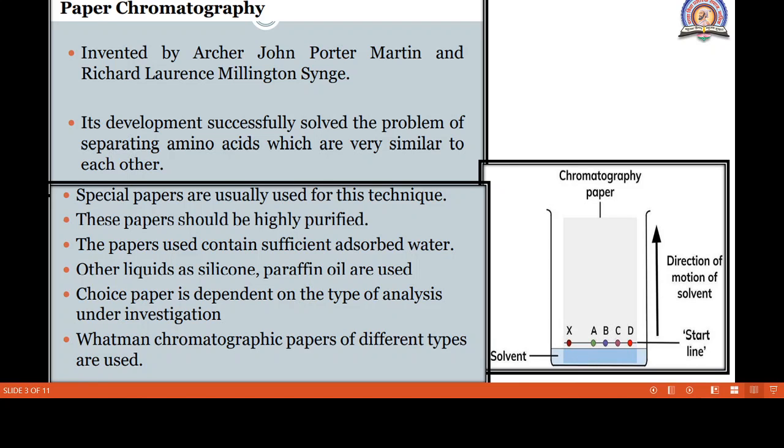Okay. So what happens, student? This is the direction of the motion of the solvent. So the solvent moves in this way. Due to the capillary action, the solvent moves in upward direction, and we are getting separate components present in the mixture. Okay, this is the paper chromatographic technique.